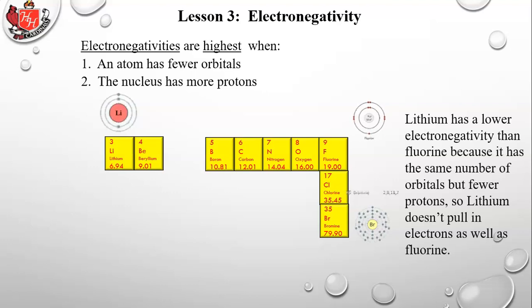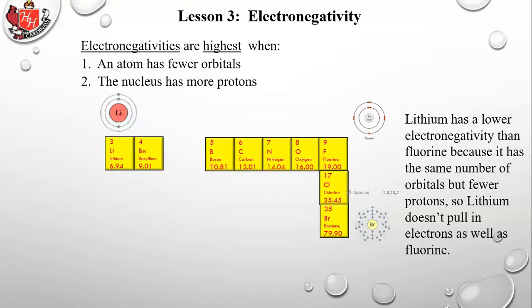So lithium has a lower electronegativity than fluorine because it has the same number of orbitals but fewer protons. So lithium doesn't pull in electrons as well as fluorine. So fluorine has 9 protons to reach out and pull in outside electrons. Lithium only has 3. And they both have the same number of orbitals. So fluorine does a much better job of pulling in outside electrons than lithium. In fact, fluorine is the best on the periodic table at doing that. Has the highest electronegativity.